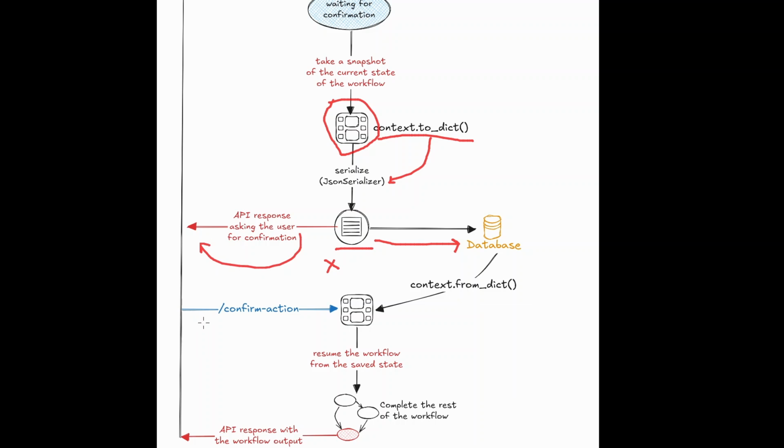And now the client can send another request to the confirm action endpoint by either accepting or rejecting the action. After receiving the request on the server, the first thing we do is retrieve the saved state of the workflow from the database. We pass that retrieved state to the context.fromDict function, and we sort of resume the workflow execution from where we left off, skipping all the previous steps. And finally, after executing the rest of the workflow, it returns the API response to the client with the output of the workflow. Now let's look at the code.